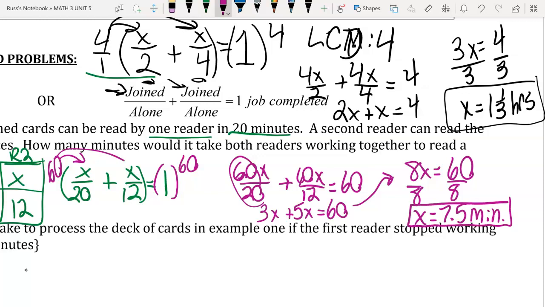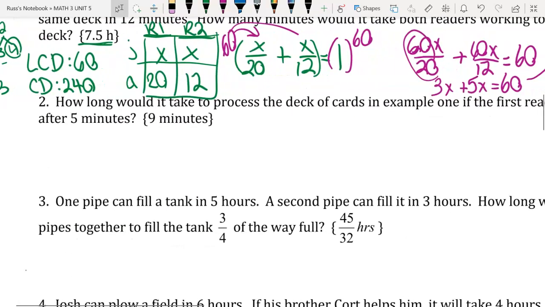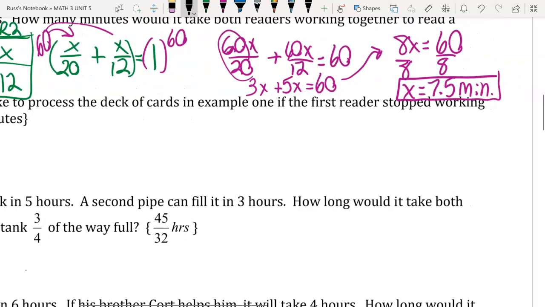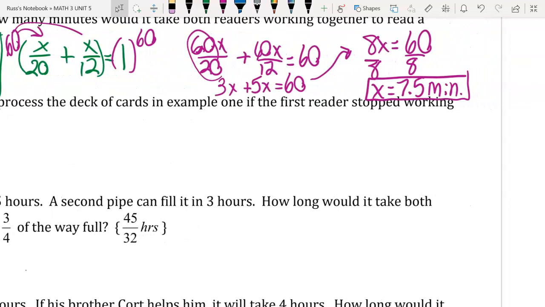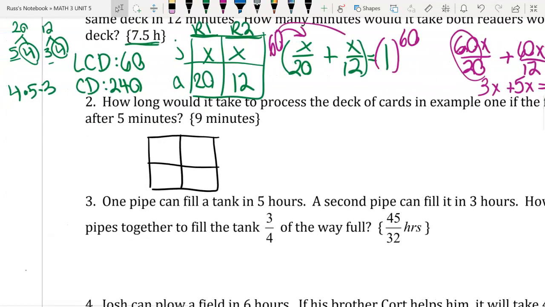Okay? All right. So let's do 2 more. So you've got this one. And pause if you need to pause at any point. So if I do my table, all right. So example 2, how long would it take to process a deck of cards in example 1 if the first reader stopped working after 5 minutes?